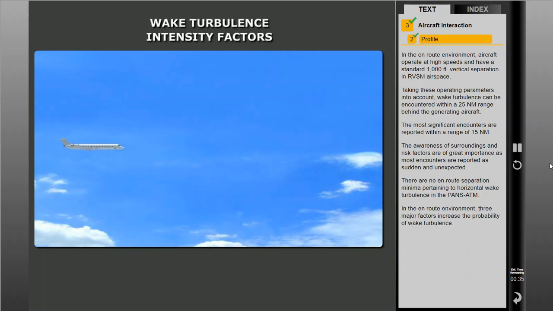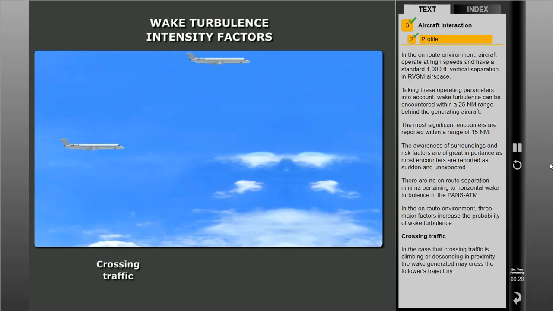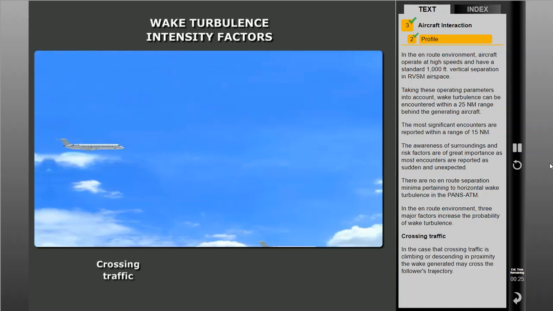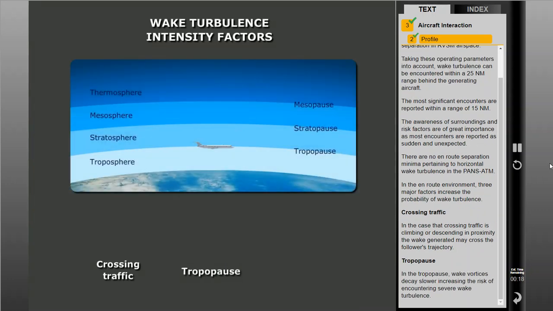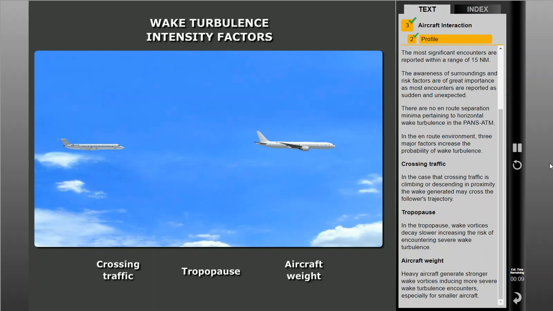In the en route environment, 3 major factors increase the probability of wake turbulence. In the case that crossing traffic is climbing or descending in proximity, the wake generated may cross the follower's trajectory. In the tropopause, wake vortices decay slower, increasing the risk of encountering severe wake turbulence. Heavy aircraft generate stronger wake vortices, inducing more severe wake turbulence encounters, especially for smaller aircraft.